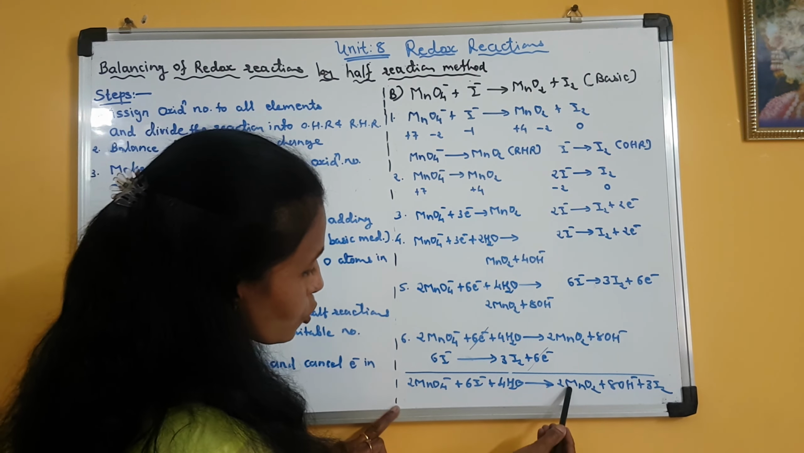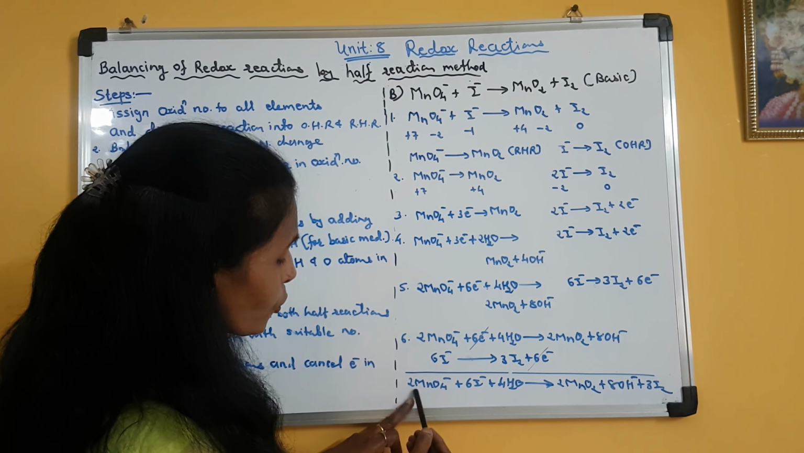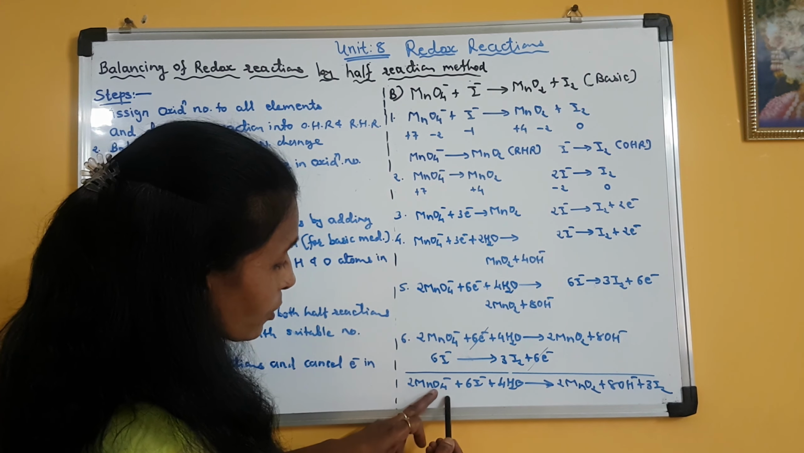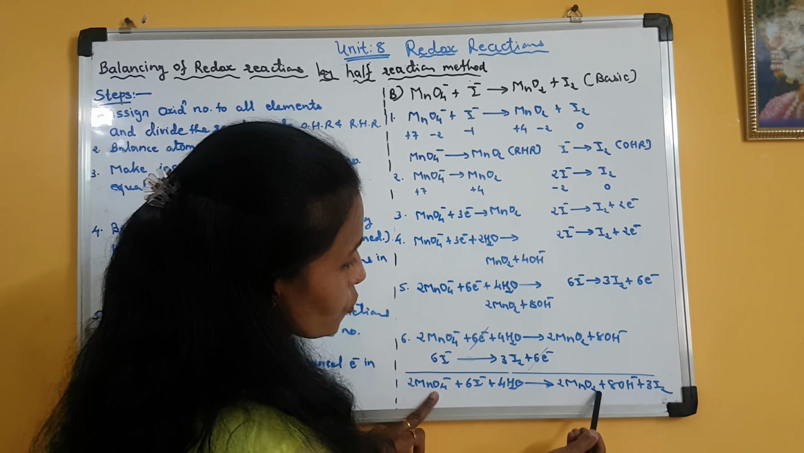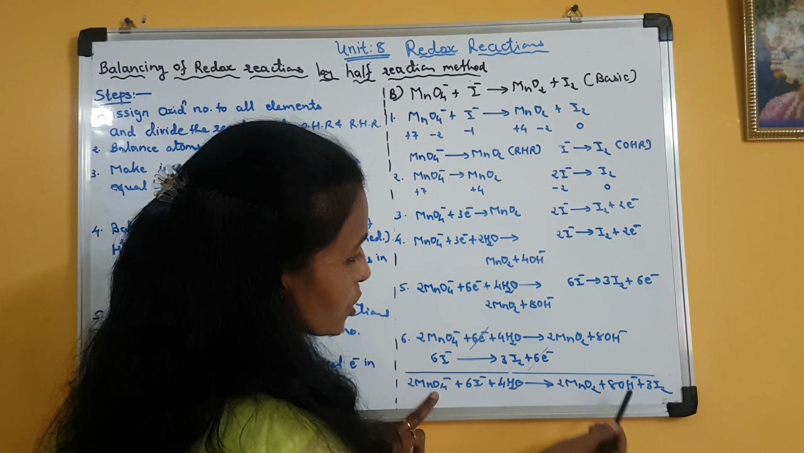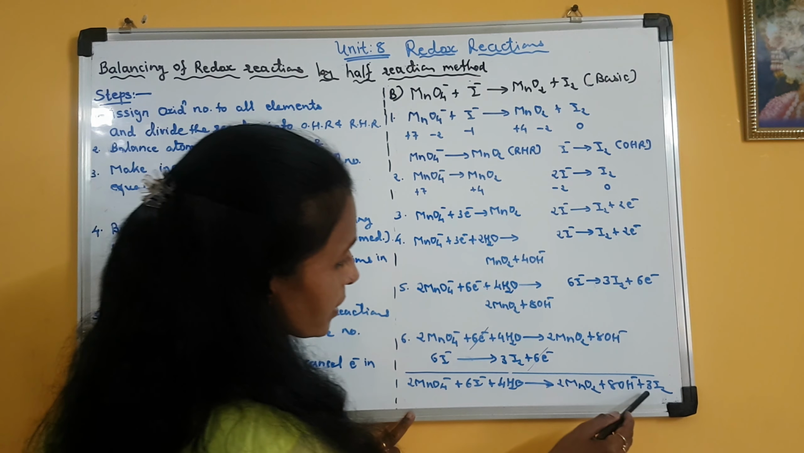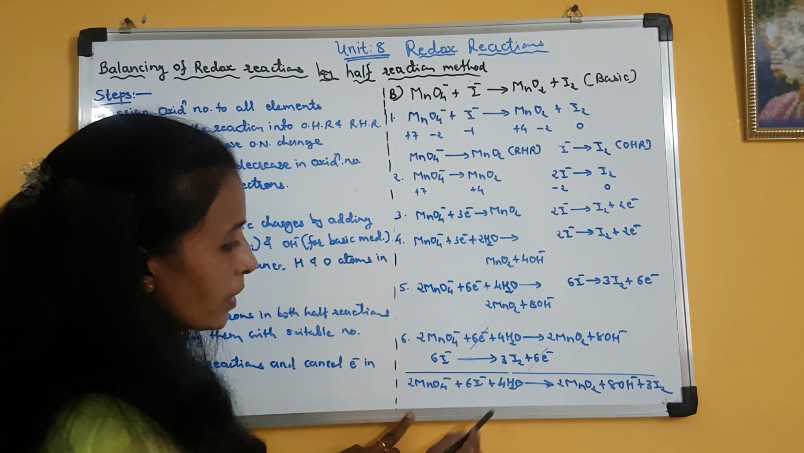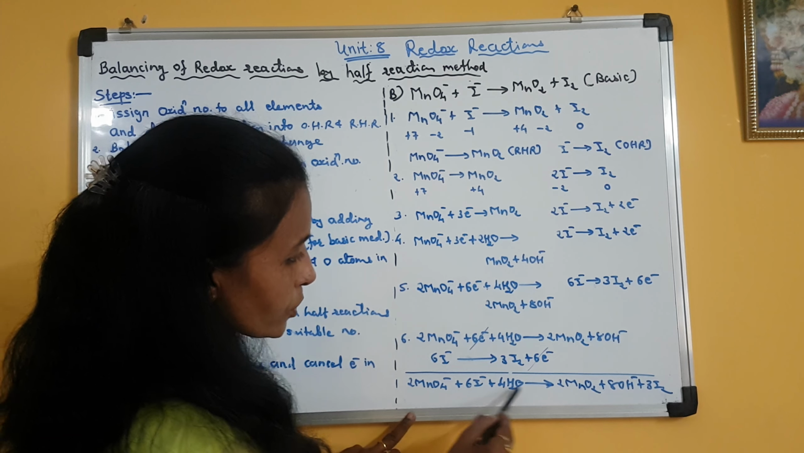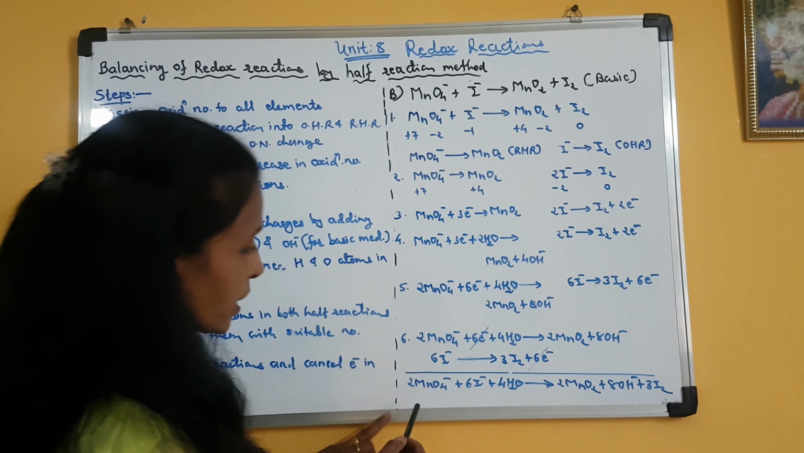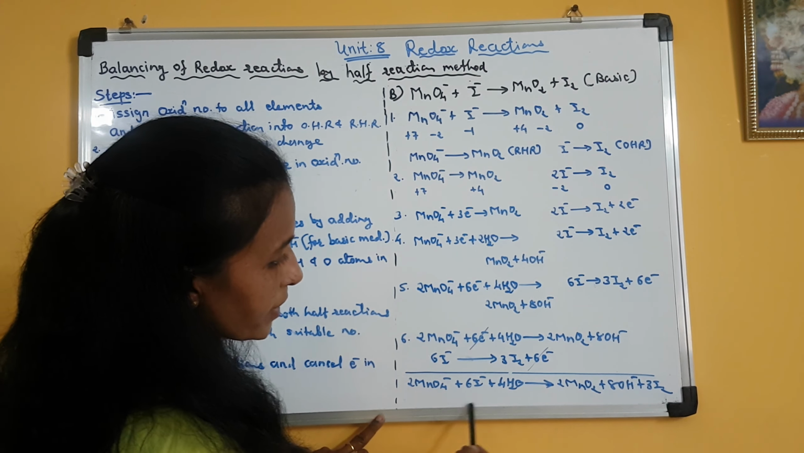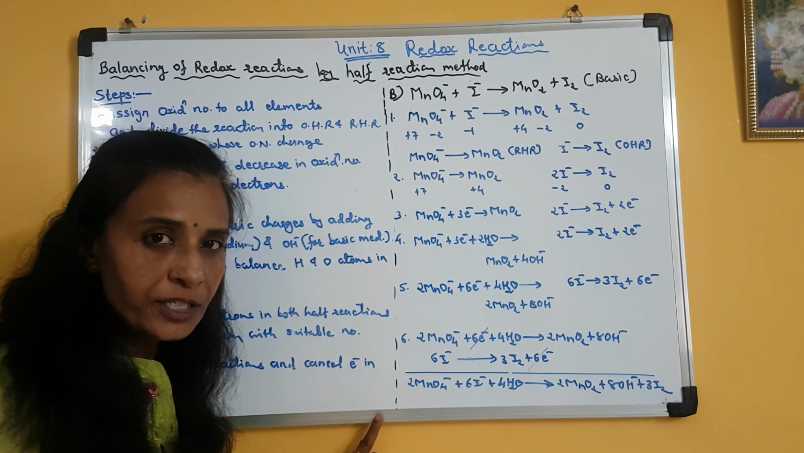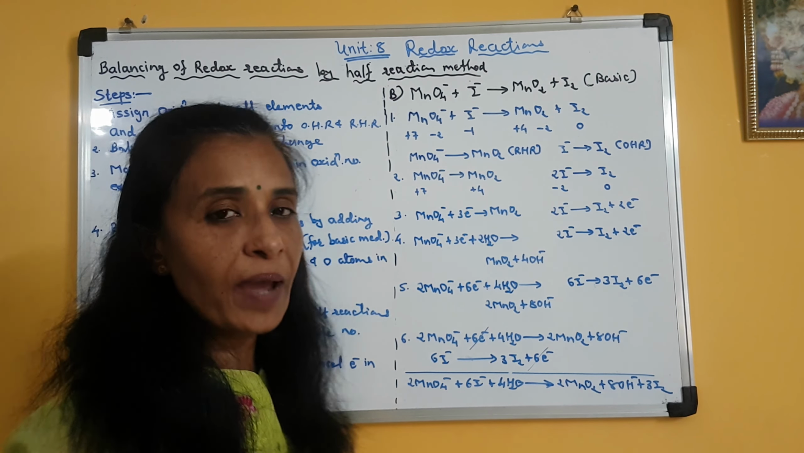2 Mn, 2 Mn. 4 2s are 8 oxygen plus 4 oxygen, so 12 oxygen. 2 2s are 4 plus 8 means 12 oxygen. 6 iodine, 3 2s are 6 iodine. Clear? 4 2s are 8 hydrogen. Here also 8 hydrogen. Charge minus 2 minus 6, so minus 8 charge. Here also minus 8 charge. So this reaction is balanced.